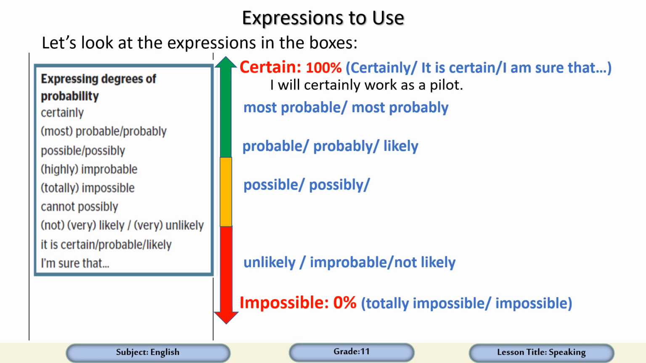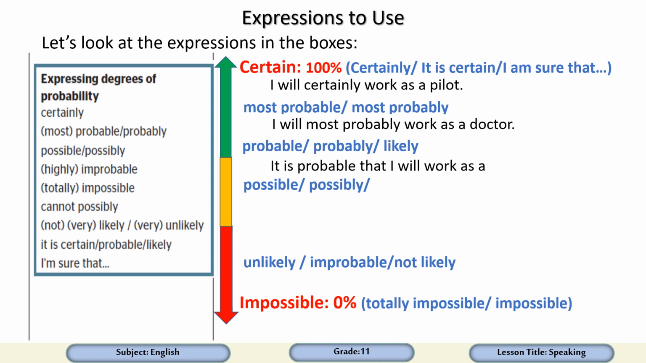If you are 80% certain, you can use expressions such as most probable or most probably. For example, I will most probably work as a doctor. If you are 60% certain that something will happen or that you will do something, you can use expressions such as probable, probably, or likely. For example, it is probable that I will work as a dentist.